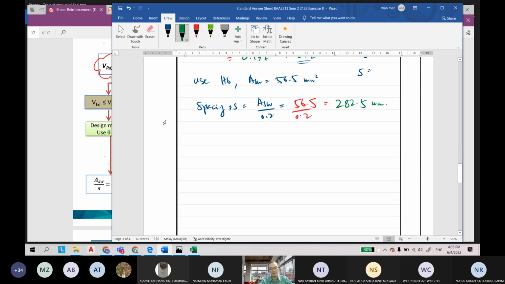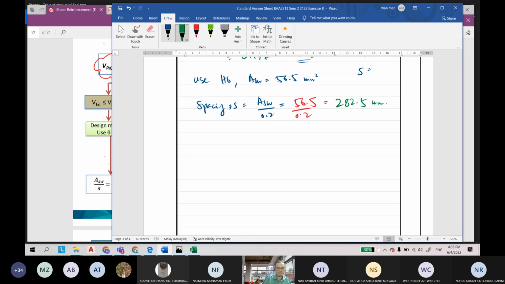So, what is the practical value of S to use instead of 282.5? 275. Okay, thank you. Good. Use 275 mm. This is practical to install. So use H6 275 mm, center to center. This is okay near the midspan.